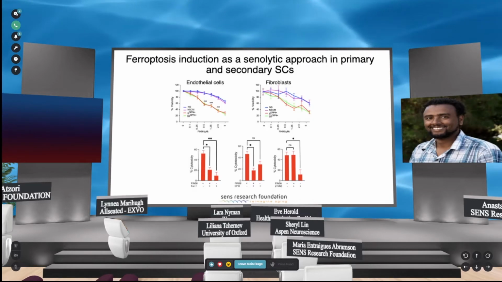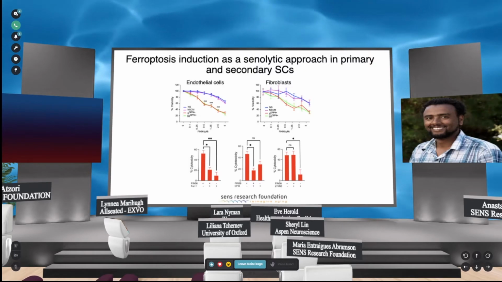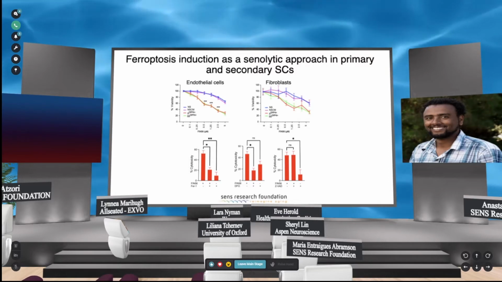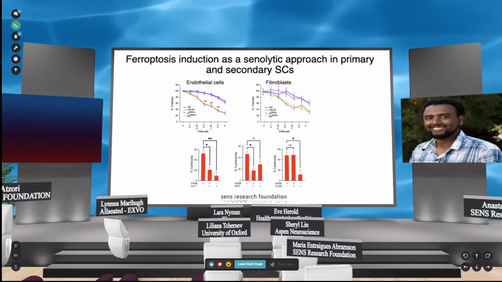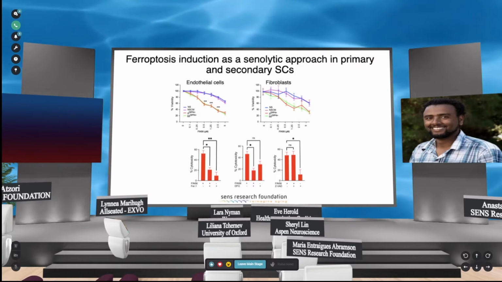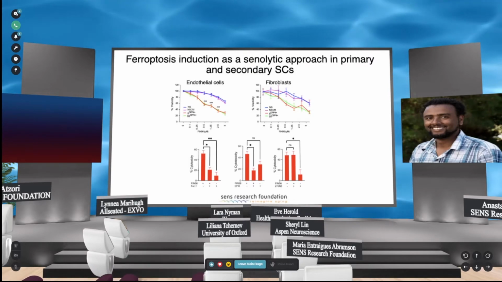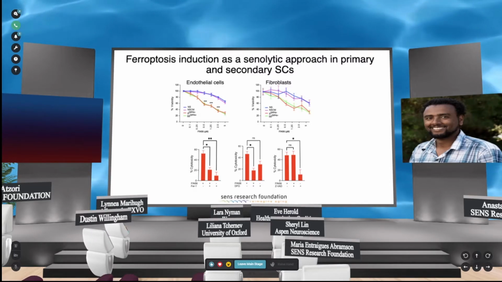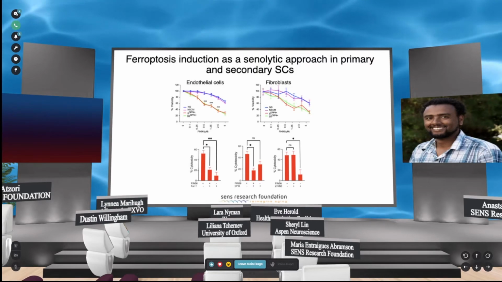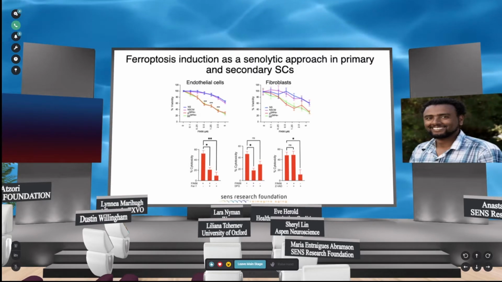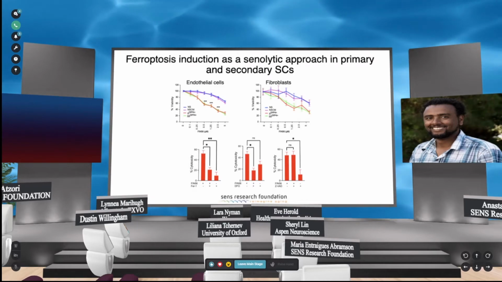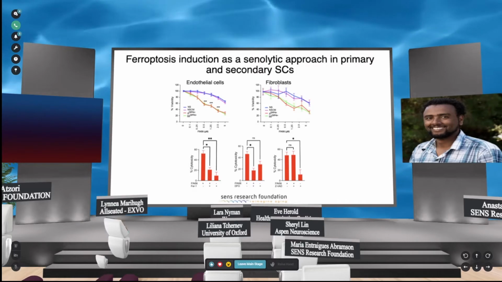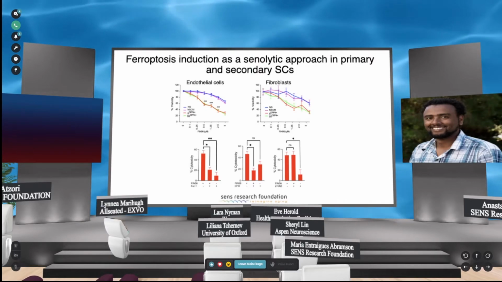Lastly, we asked if FIN56 induces apoptosis, and here we used a pan-caspase inhibitor to inhibit all the apoptosis pathways. What we found is that in the presence of this apoptosis inhibitor, FIN56 was able to kill both primary and secondary senescent cells. So combining this data, it tells us that FIN56 induces ferroptosis in both primary and secondary senescent cells, and the mechanism seems to be ferroptosis, but not apoptosis.